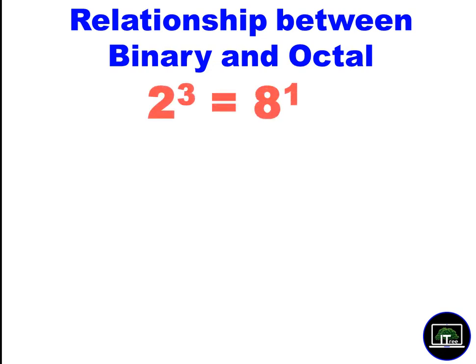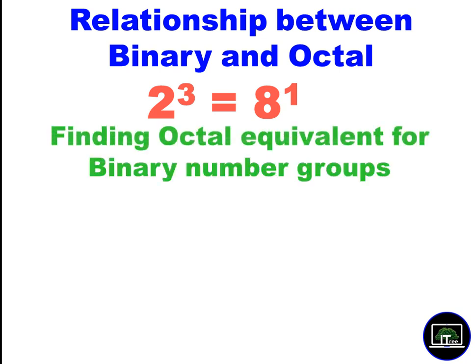2 to the power 3 equals 8 to the power 1. So to present one octal number, you need 3 binary digits. 3 binary digits will become one octal number. Now, how can we find the octal equivalent of the binary groups? You can easily see that. I'll give you a small tip, a small trick.